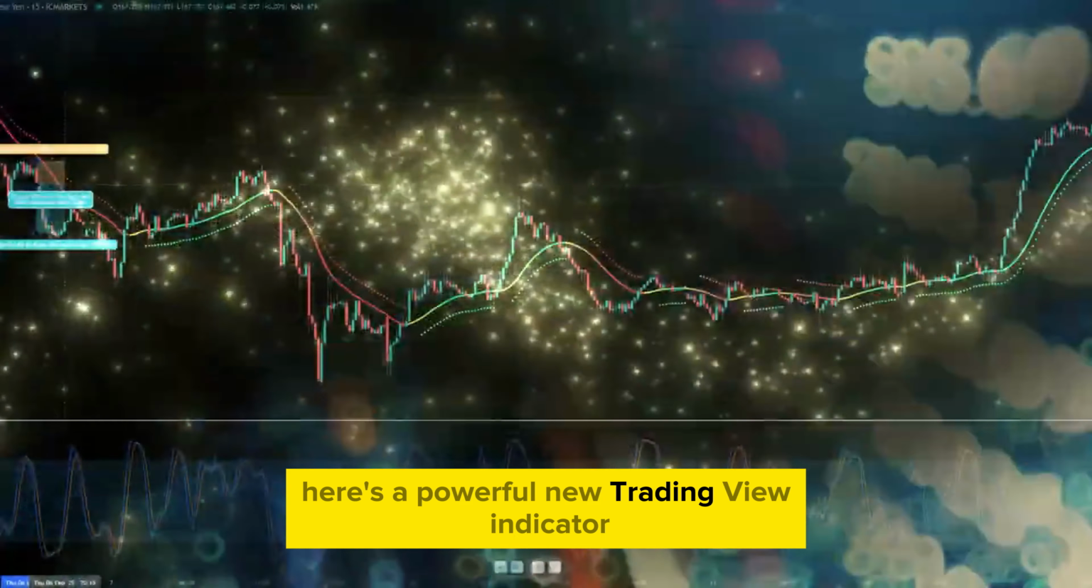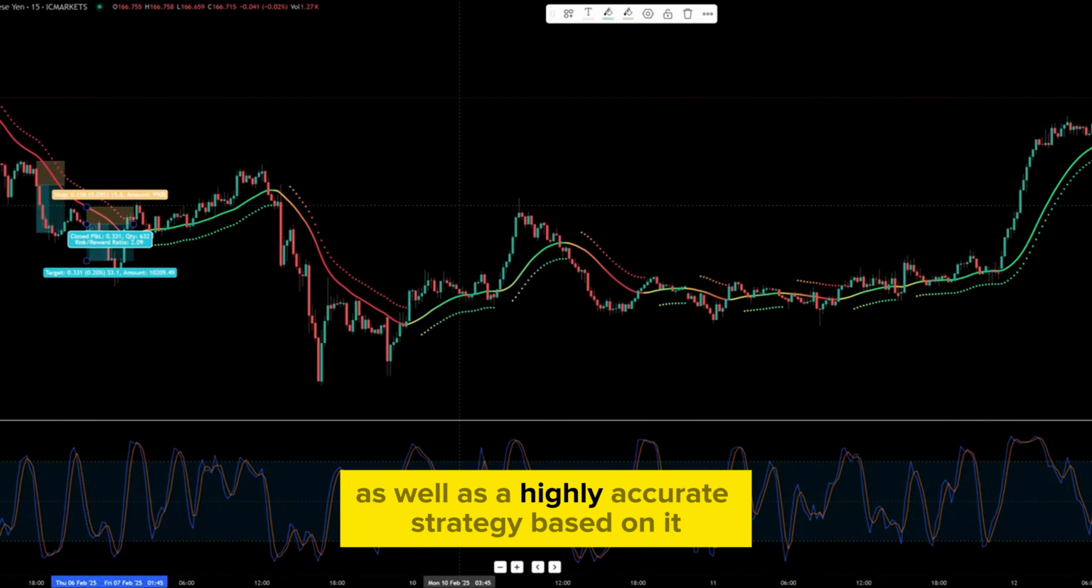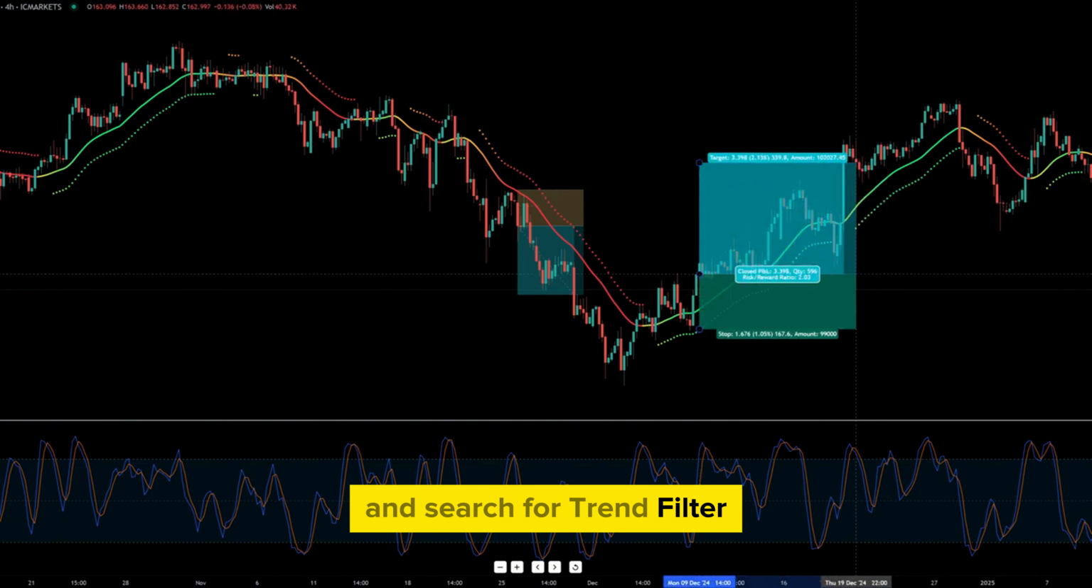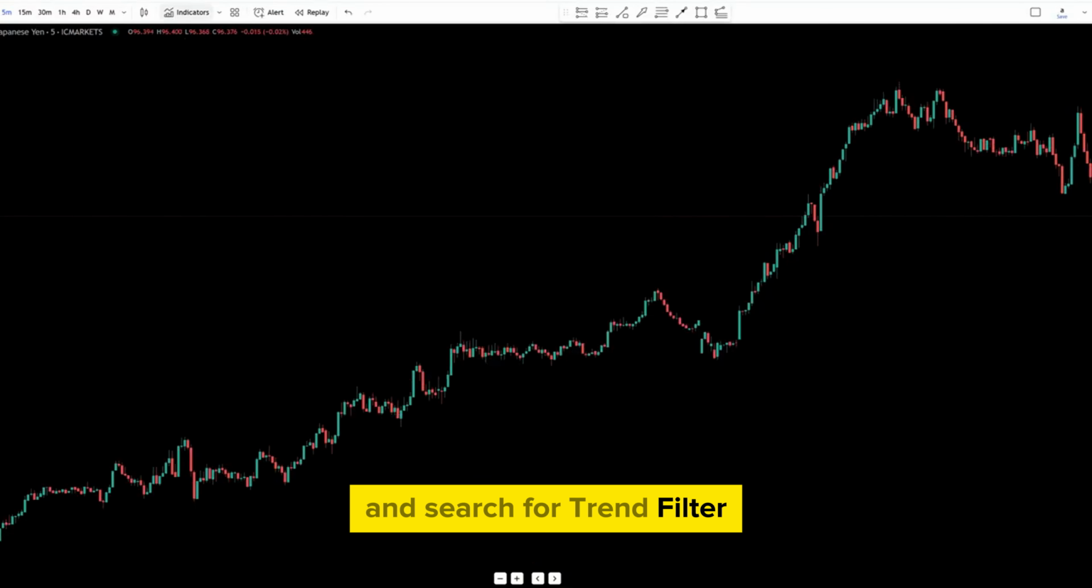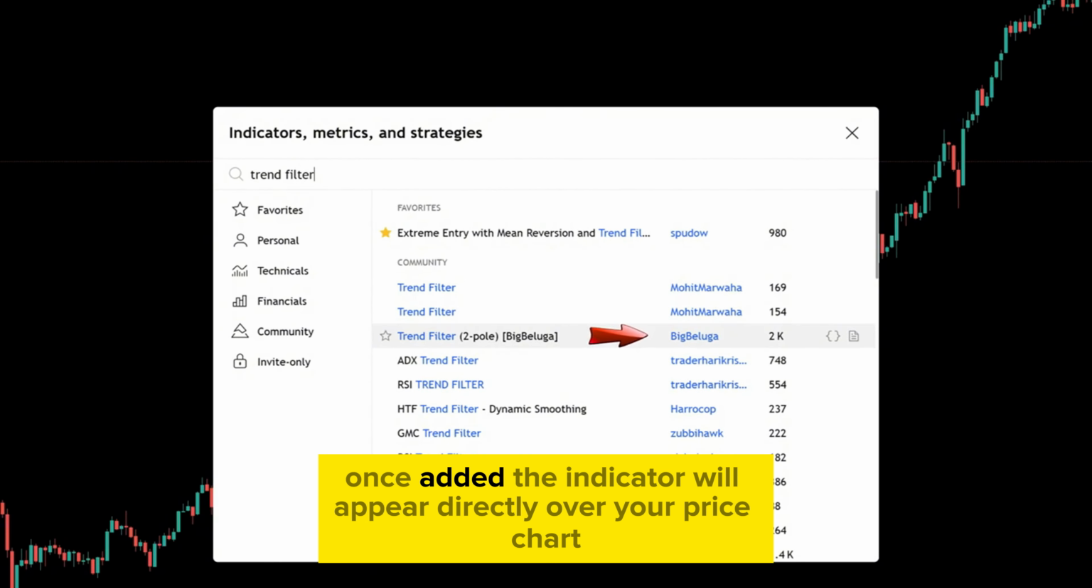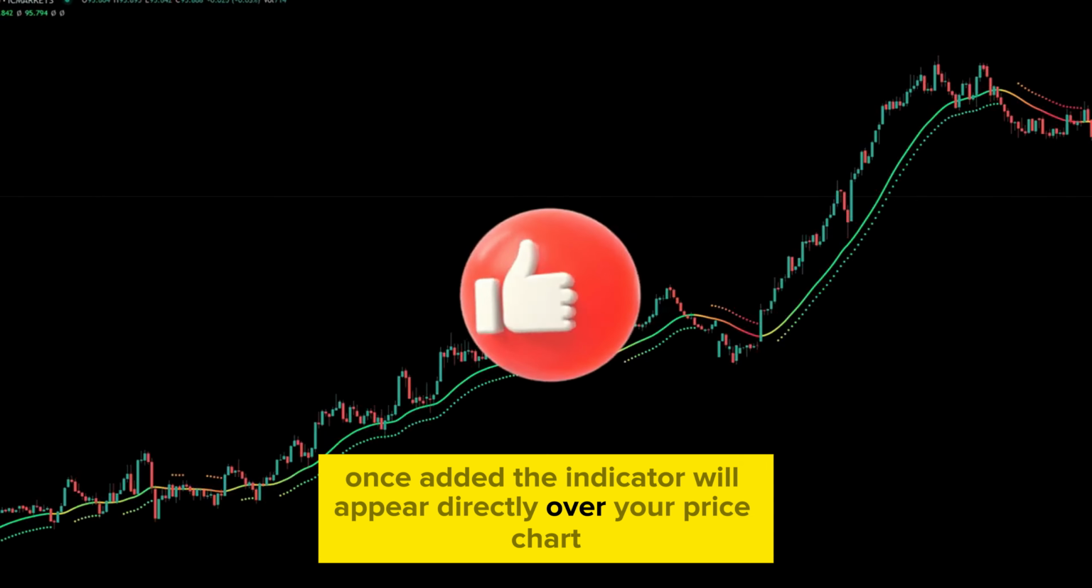Here's a powerful new TradingView indicator, as well as a highly accurate strategy based on it. To begin, open the Indicators panel in TradingView and search for Trend Filter. Choose the one created by Big Beluga. Once added, the indicator will appear directly over your price chart.